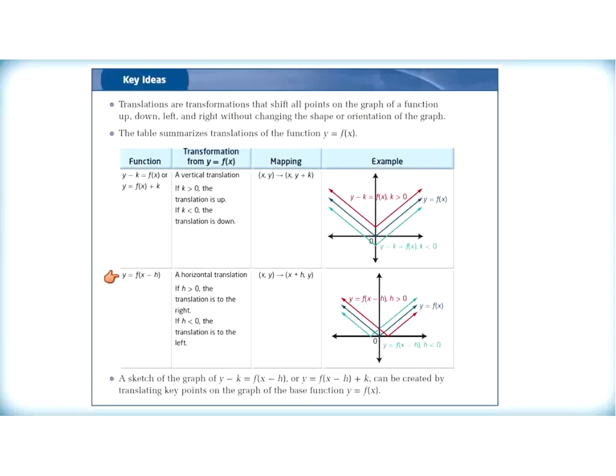Same is true with the horizontal translation. Here's the base function, y equals the f of x, here's the function y equals the f of x subtract h. We get a horizontal translation of h units. If h is greater than 0, it's a translation to the right. If h is less than 0, it's a translation to the left. Here's what your mapping rule looks like. Again, we take the graph and move it either left or right. A sketch of the graph of y subtract k equals the f of x subtract h, or the f of x subtract h plus k, can be created by translating key points in the graph of the base function, y equals the f of x. So there again is a summary of the key ideas for this lesson. And that ends this particular lesson.